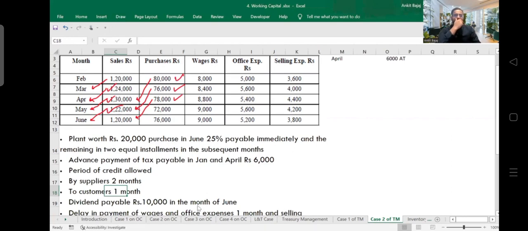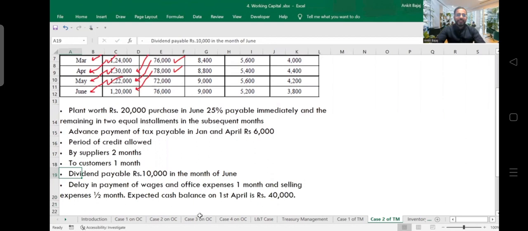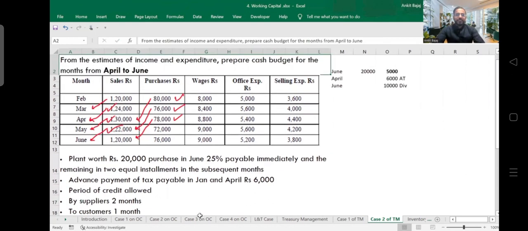Then dividend of 10,000 is payable in the month of June, right? So here we have to consider June dividend. That is how much? 10,000, right? So I will write dividend here. Then the delay in the payment of wages and office expenses is 1 month, and selling expenses is half a month. So office expenses and wages, when will you pay? You will pay with a delay of 1 month, right?